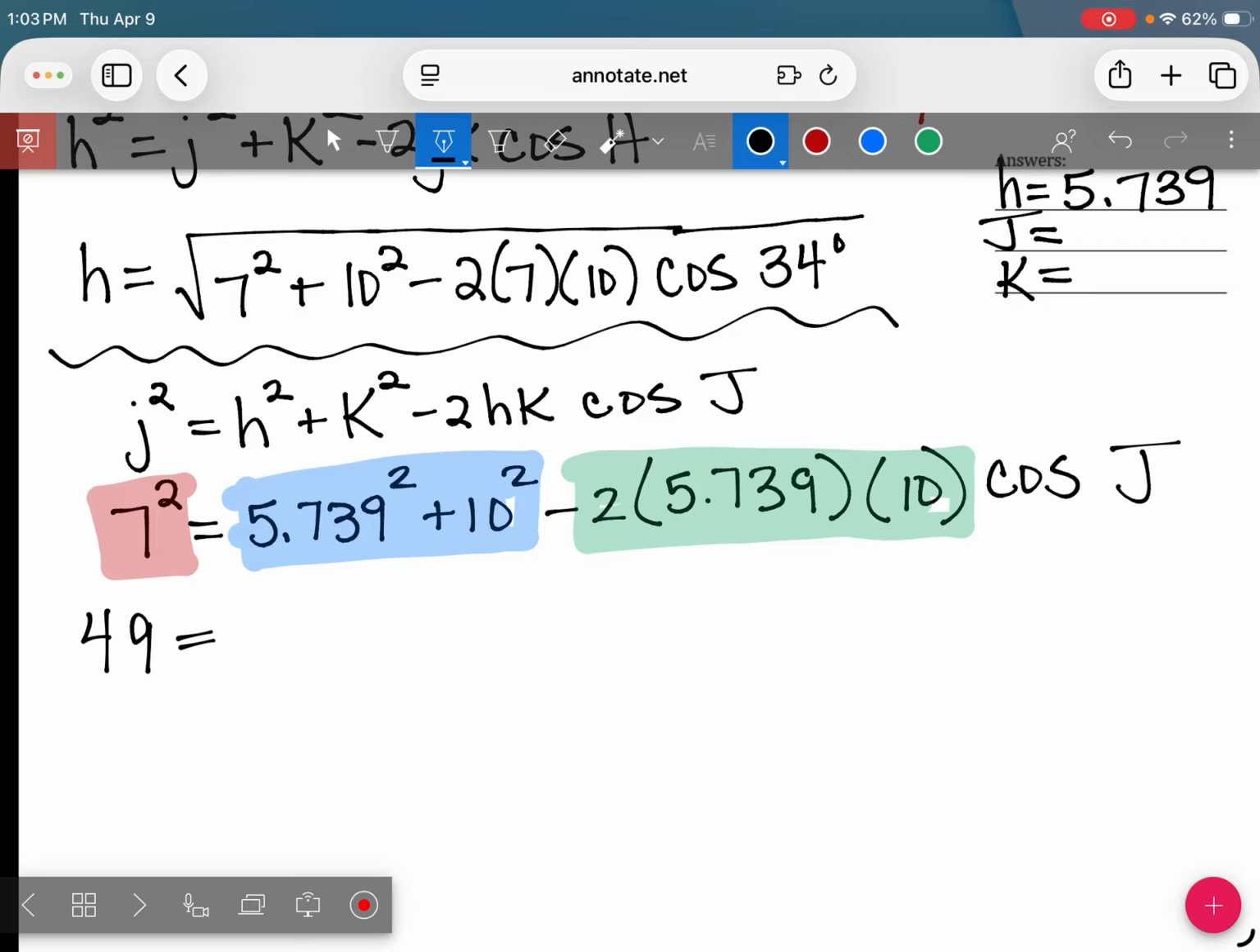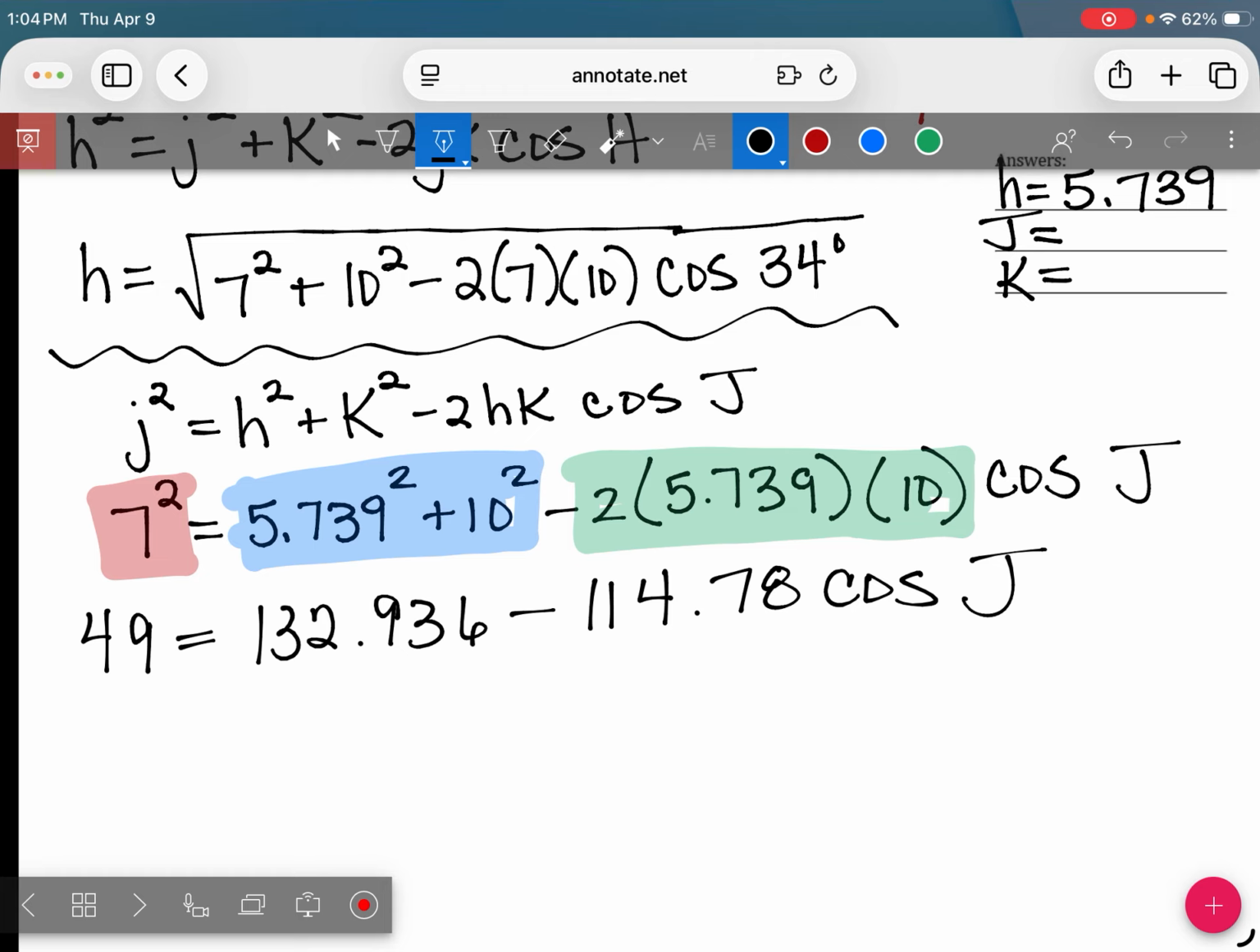So first I put in 7 squared, hit enter. And then I put in 5.739 squared plus 10 squared. Just that piece. Hit enter. And then I'm going to type in 2 times 5.739 times 10. And this is what I got. So I have to solve this like an equation.